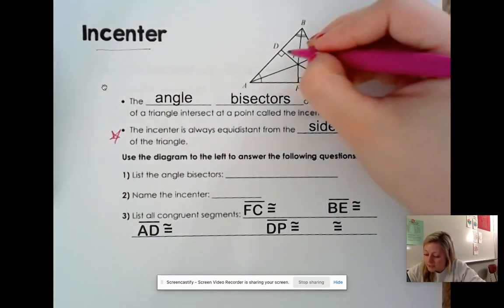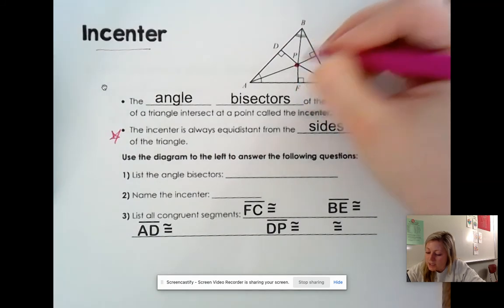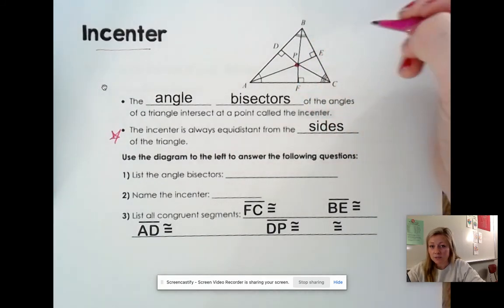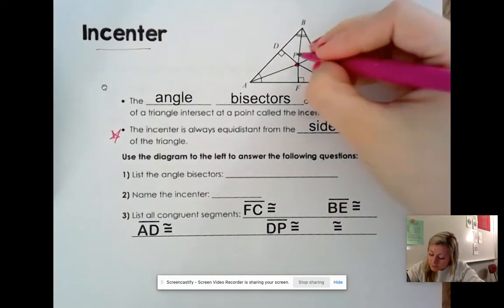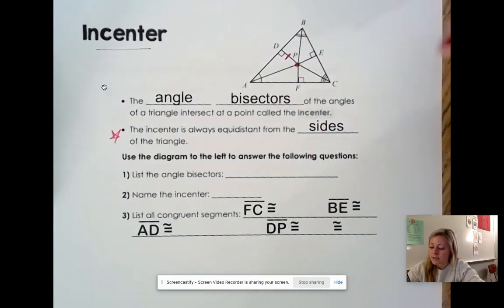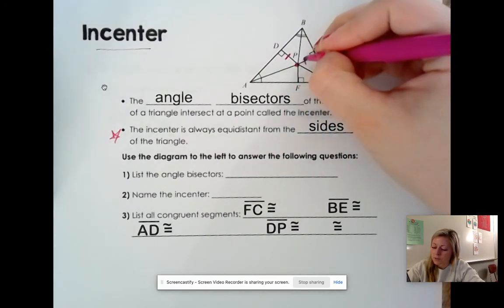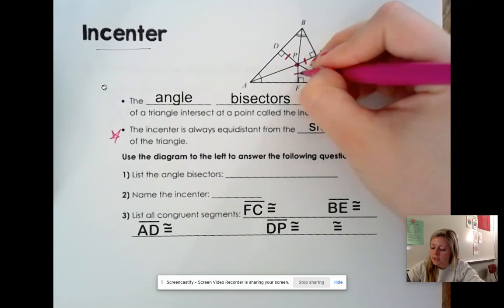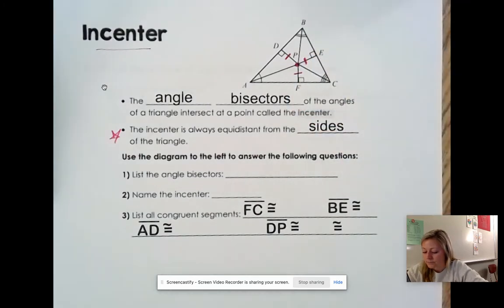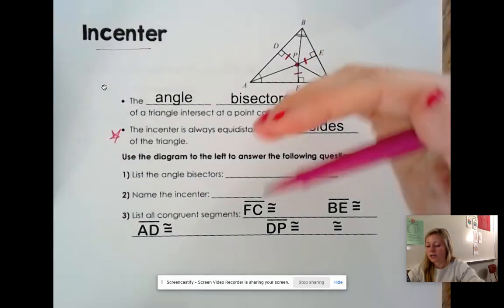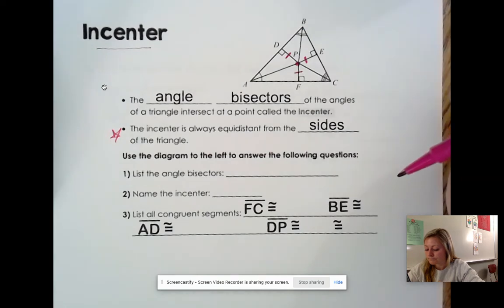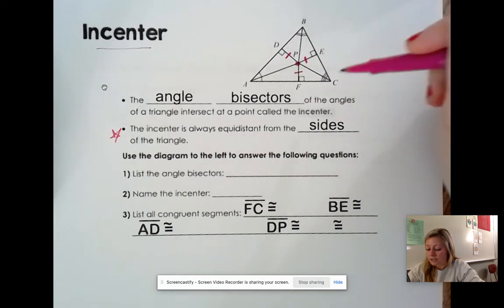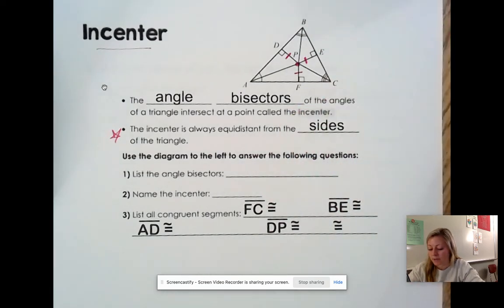So what does that mean? That means, so here's our incenter P. Now it's the same distance away from the sides of our triangle. So then DP is congruent to PE, which is congruent to PF. And just like before, we're gonna use this diagram to label the following information.